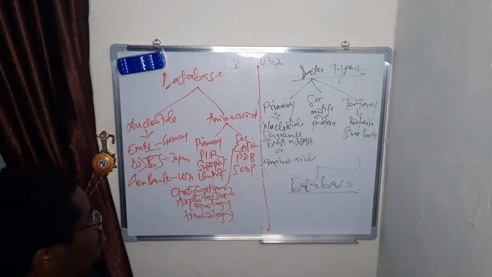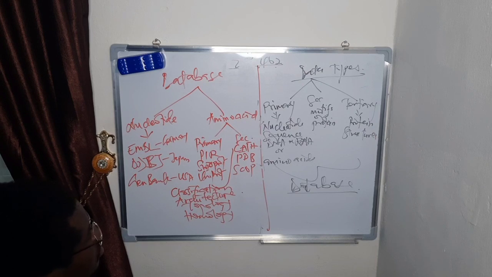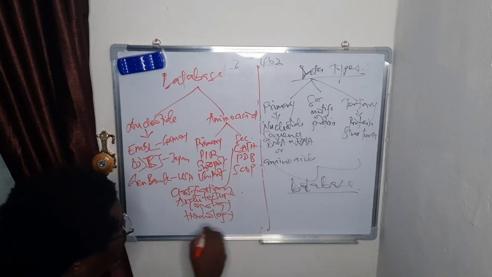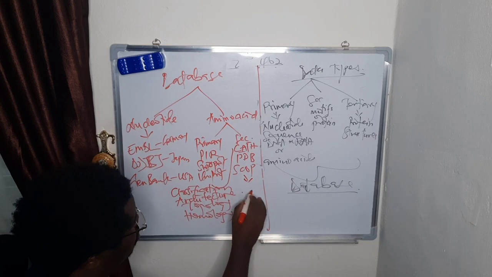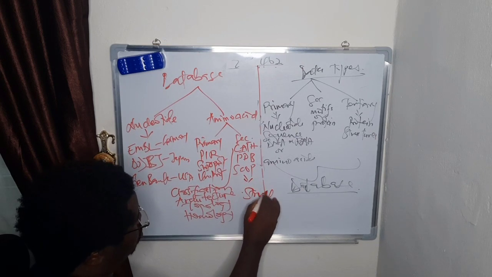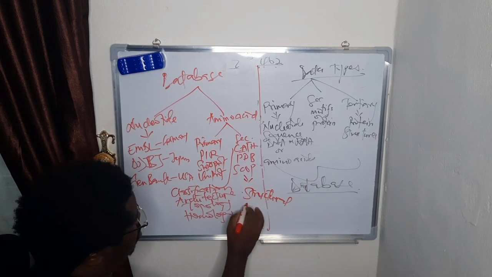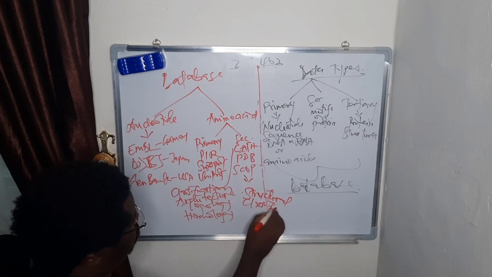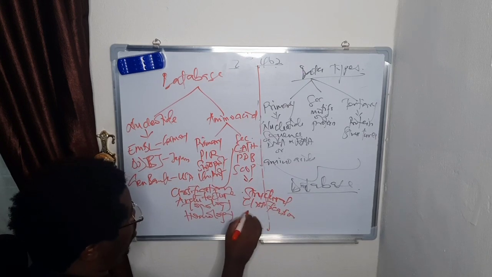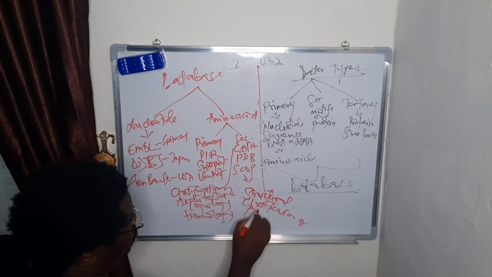Then PDB, Protein Data Bank. Then SCOP is the Structural Classification of Proteins. That's true. Structural Classification of Proteins.